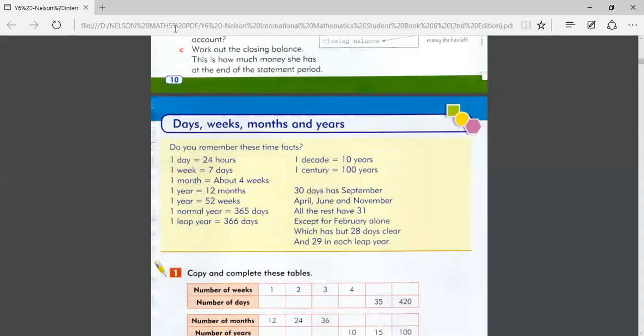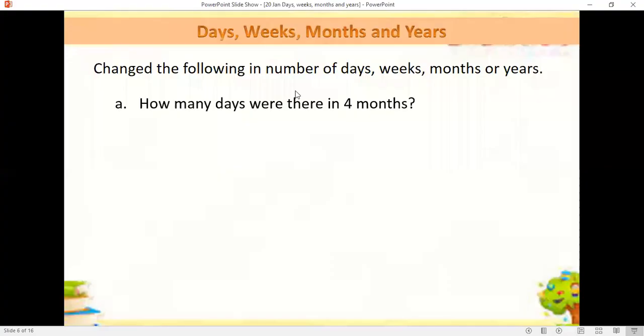Okay, now let's answer some questions. Change the following into number of days, weeks, months, or years. Let's read the first question. How many days were there in 4 months? Since they're asking days, that means you have to remember how many days in 1 month. Remember that 1 month, how many days? There are 30 days.